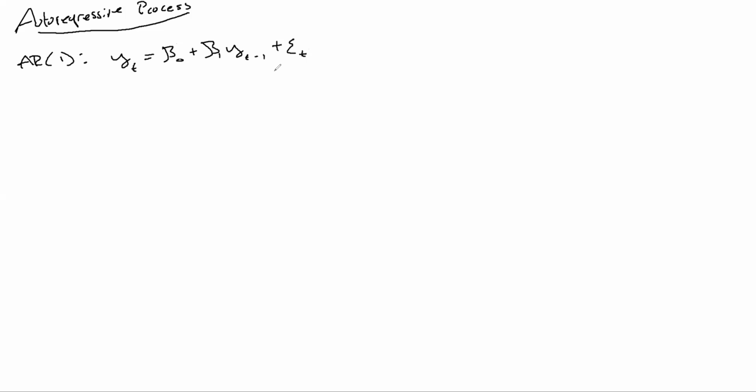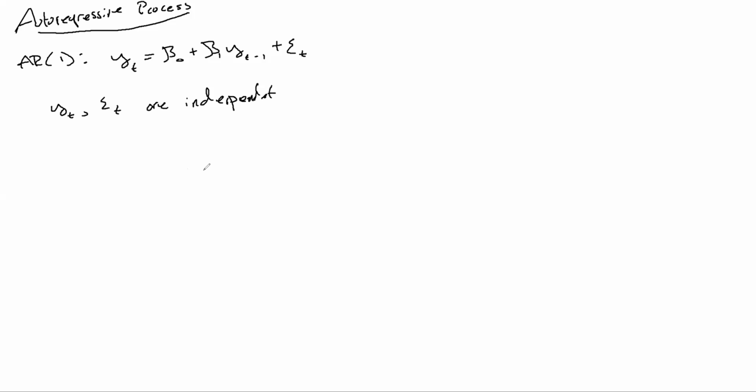And again, the error term is IID with mean 0 and some constant variance, and it's just a zero mean white noise process. And for this, Y_0 would be our starting point. So we assume that Y_t and epsilon_t, our error, are independent.